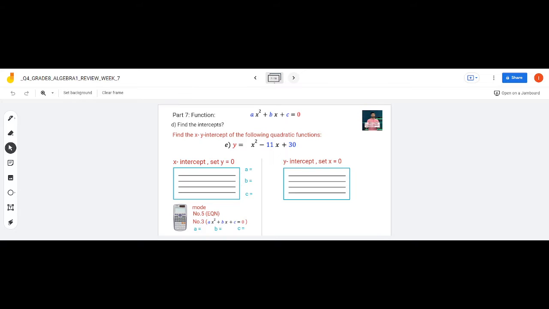Now you can do this one on your own. Pause the video, do it, and then come back and check your answer whether it's right or wrong.